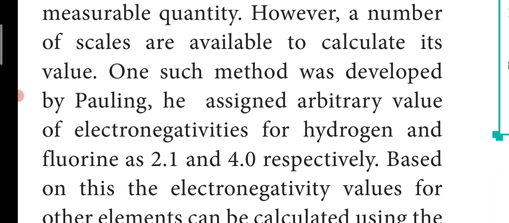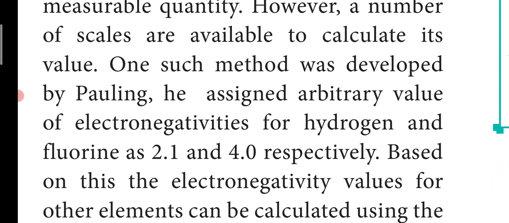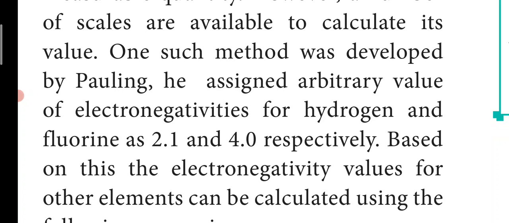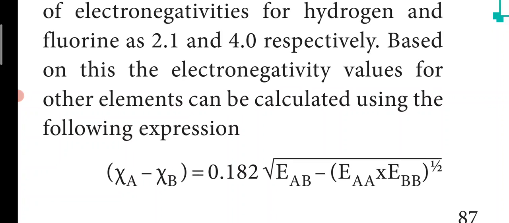So what Pauling is doing is discovering a method to measure the electronegativities of covalently bonded molecules. There he is assigning an arbitrary value, which means the electronegativity doesn't start from 0. Arbitrary means the fixed position whichever we are giving, which is taken as a starting point. So here 2.1 will be the starting point. Either hydrogen or fluorine we can take. Respective values are given. Based on this, the electronegativity values for other elements can be calculated using the following expression.